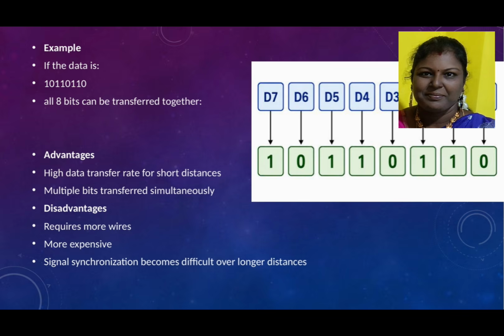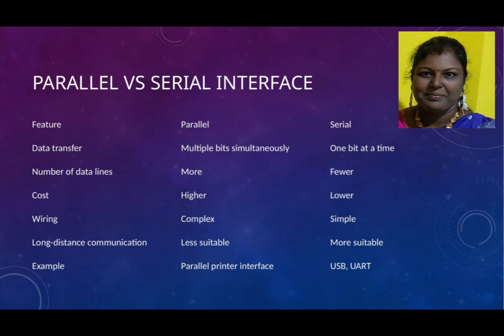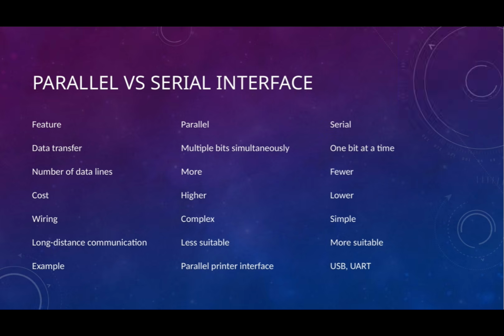Let's break down the key differences between parallel and serial interfaces. Parallel transfers multiple bits at once, using more data lines, which makes wiring complex and costs higher. Serial, on the other hand, sends one bit at a time, with fewer lines, simpler wiring, and lower cost. When it comes to long-distance communication, serial is more suitable. Think of a parallel printer interface versus USB or UART. That's the practical side of these two approaches.